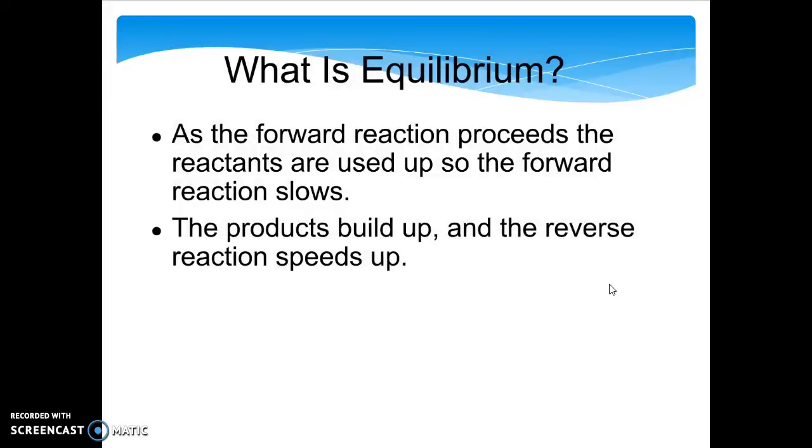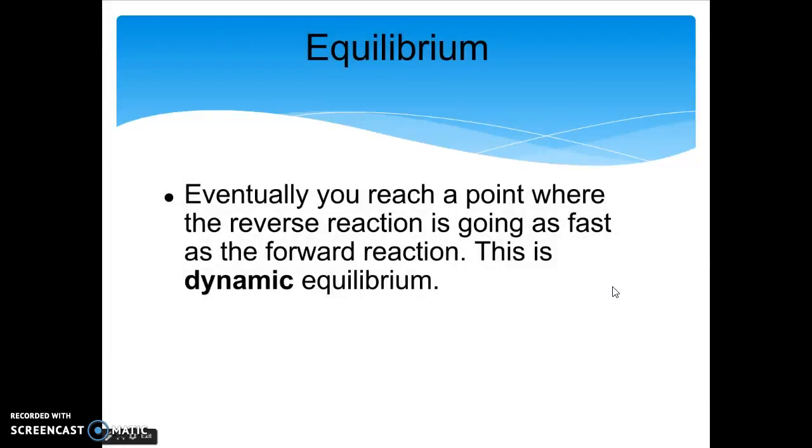But eventually, as the forward reaction proceeds and speeds up, eventually the forward reaction will slow down because the products will build up. And eventually that buildup of products will result in the reverse reaction speeding up, until eventually we reach a point that we call equilibrium, where the reverse reaction is going just as fast as the forward reaction. We call this dynamic equilibrium.